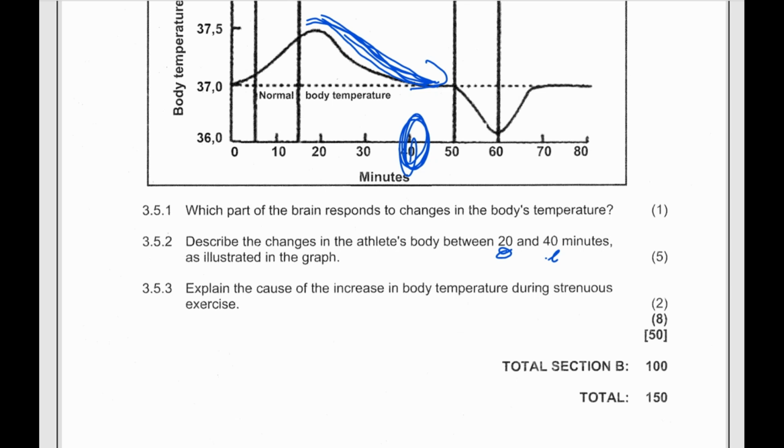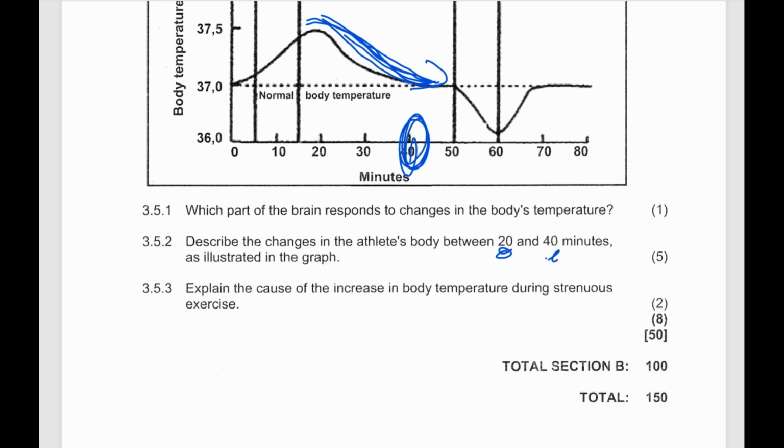Explain the cause of increase in the body temperature during strenuous activities. Why is it that body temperature increases when you are doing vigorous activities? You can think about any vigorous activity you do. Here you can talk about the high rate of metabolic reactions when you are doing vigorous activities, and this high rate of metabolic reactions produces a high amount of heat.